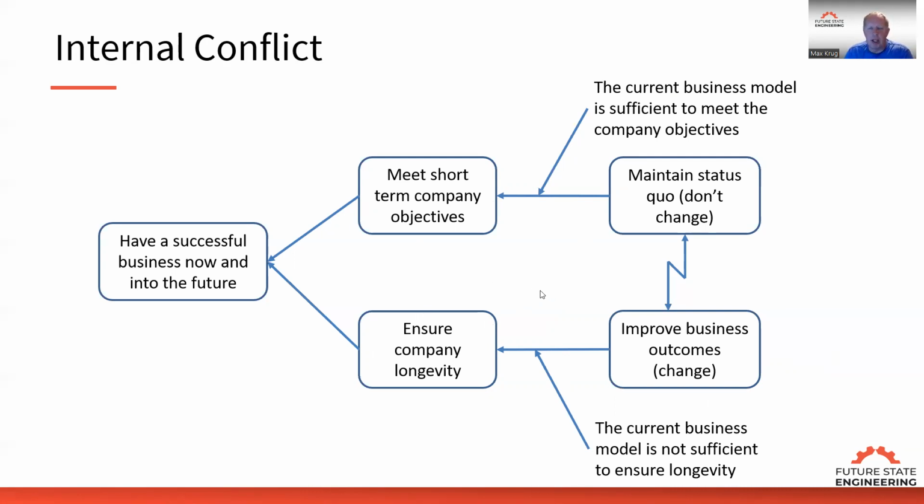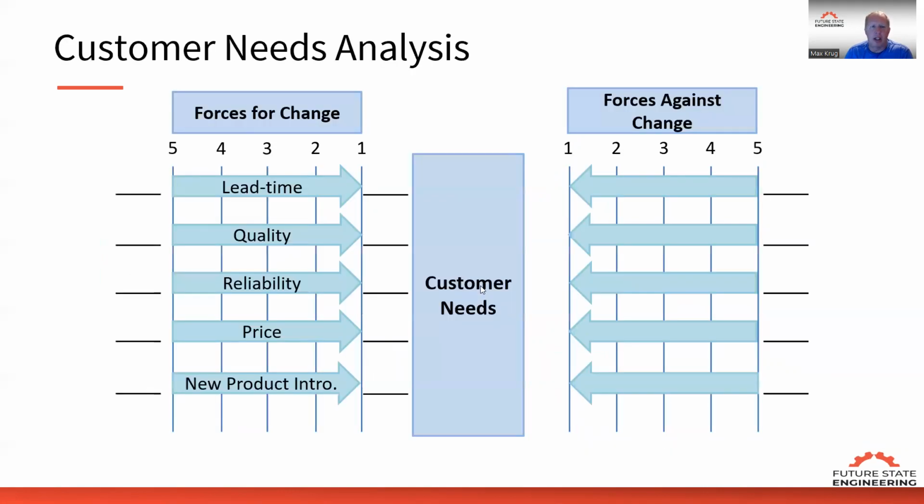So how do we go about breaking this conflict? The technique that I used was a force field analysis. The force field analysis looks at first the customer and says, okay, what are the needs of the customer and how well are we satisfying those needs? And first of all, they said the needs of the customer are lead time is important to them, quality is important to them, reliability, so we give them a date and we actually hit the date, price, and new product introduction, because customers had new products that they had to machine on a periodic basis.